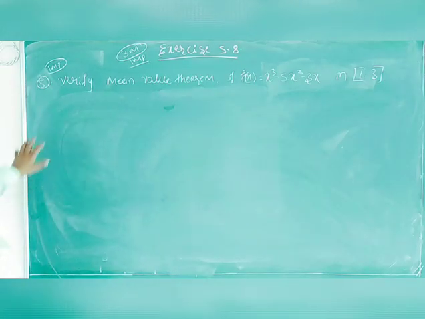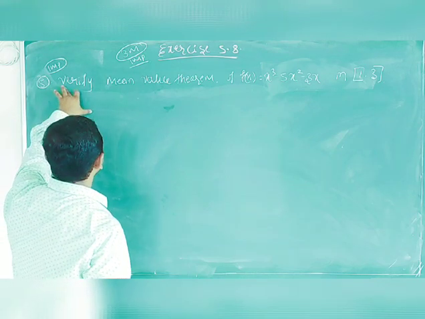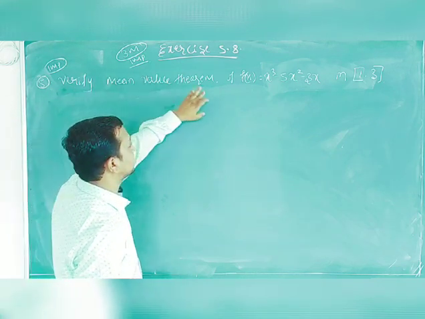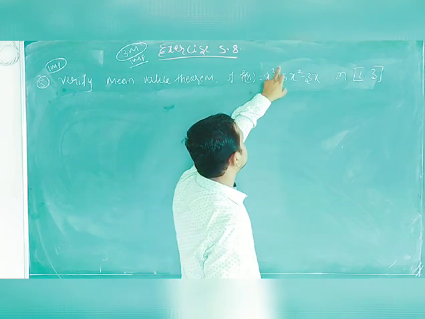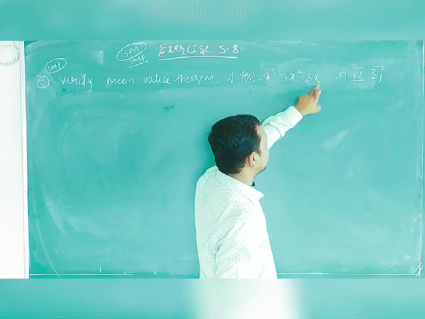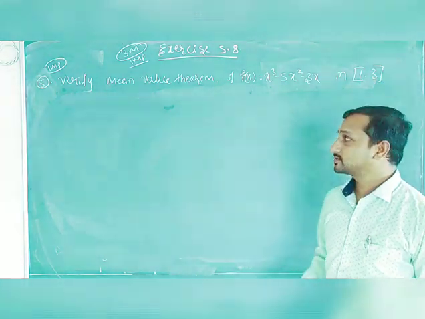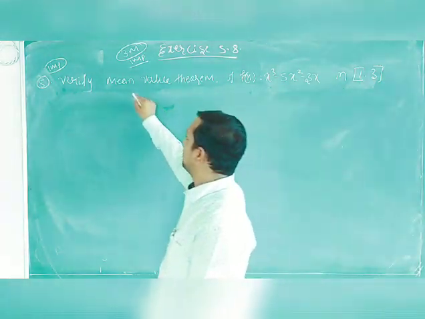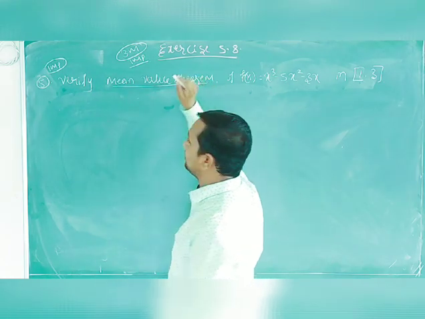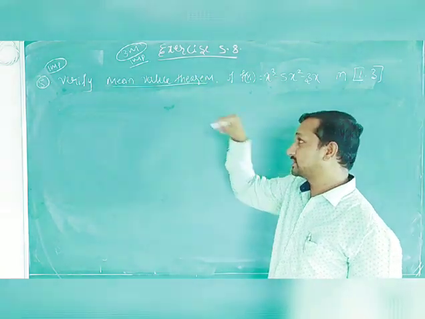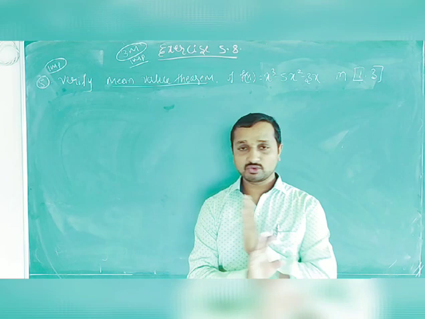Friends, this is also one very important example: verify the mean value theorem for the function x cube minus 5x square minus 3x in the interval 1 comma 3. This is also an example based on the mean value theorem, the second example on it. So I can solve this example with the same procedure, there is no change.